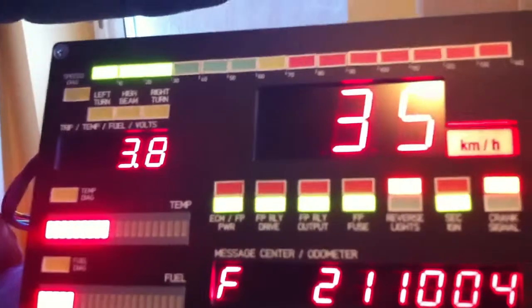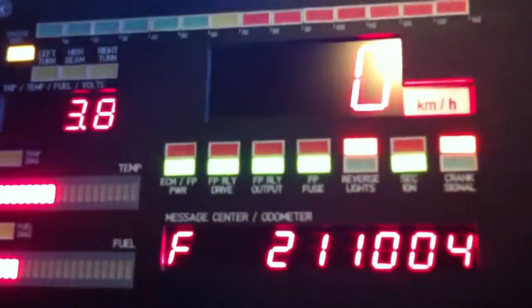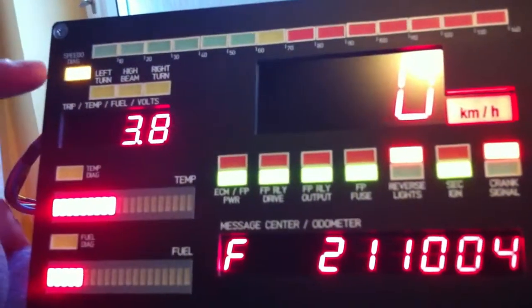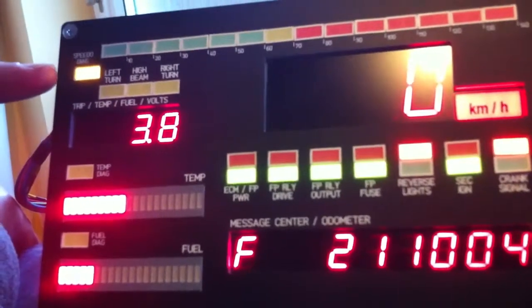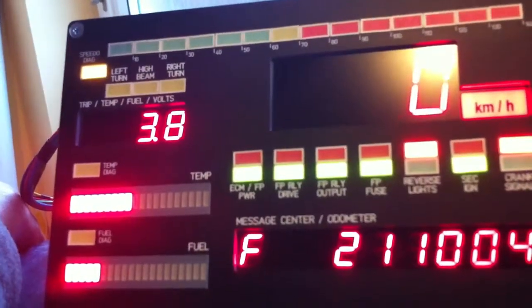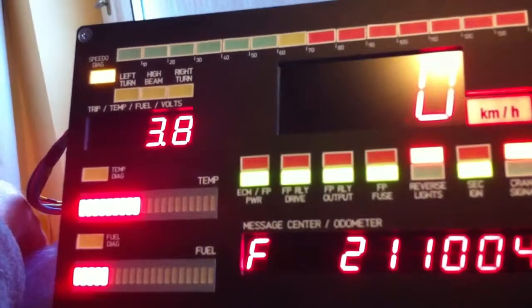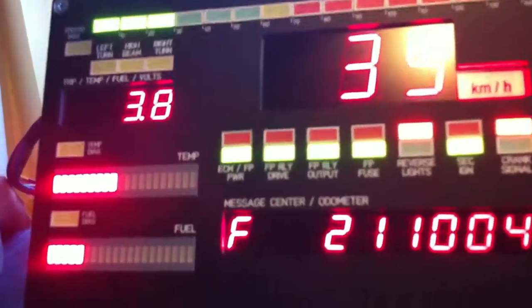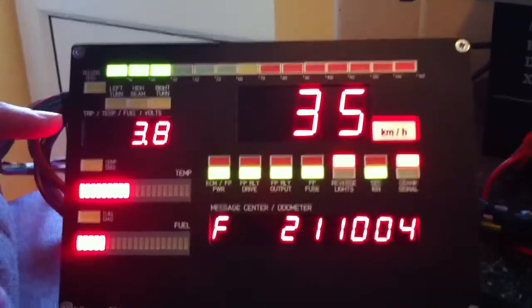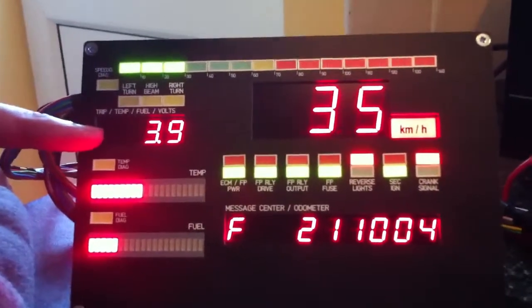If we have no signal from the speedo, we have an LED indicate here. That doesn't necessarily mean a fault, it just means there's no signal, which could be that you're just not moving. So let's switch that back on. The only other thing to look at in normal running mode is the other functions of this display here.